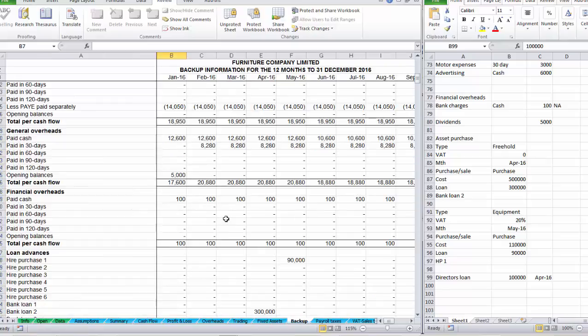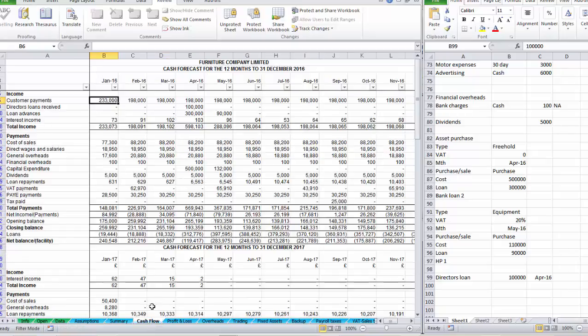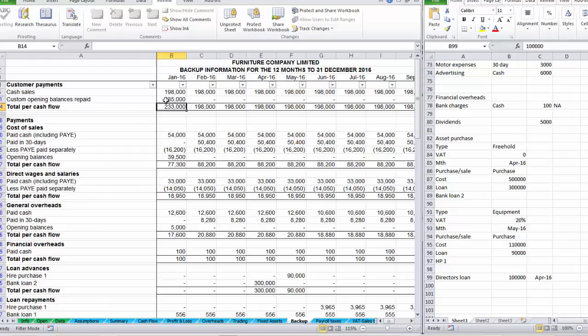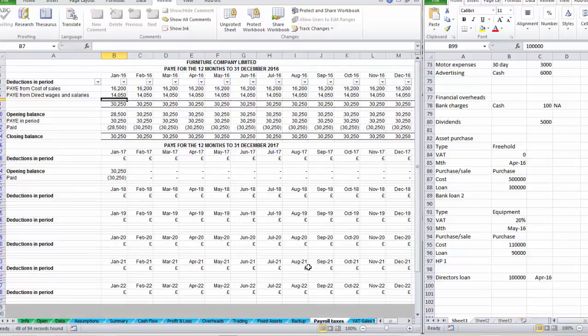You've got a backup document, just do Control M, which gives you a bit more detail. So you've got on your cash flow, for example, your customer payments. So it'll give you a breakdown of how that's made up. You've got your opening plus what's received in that month, and it will give you all sorts of other breakdowns in there. Payroll taxes, it will show you how the figures are made up, and it will give you your closing balances and so on.